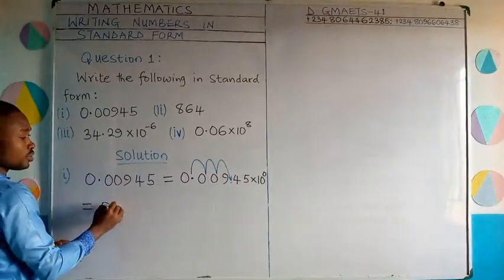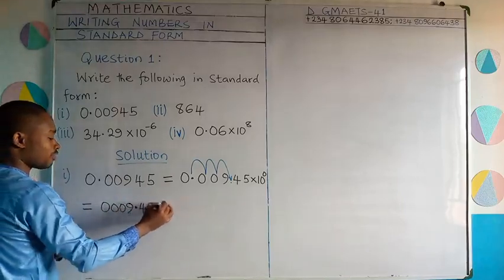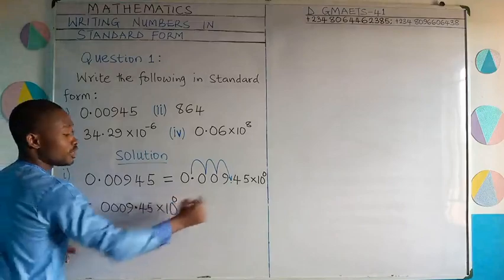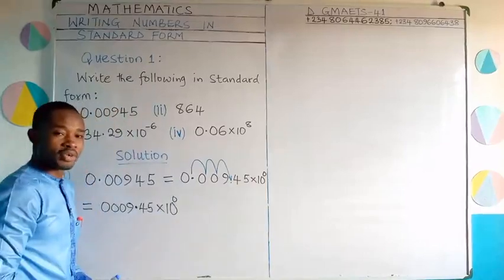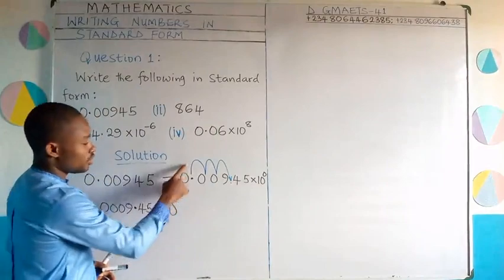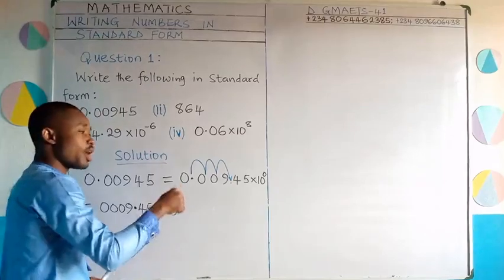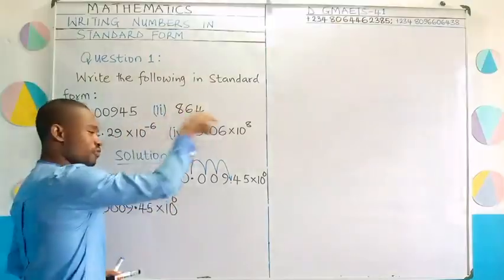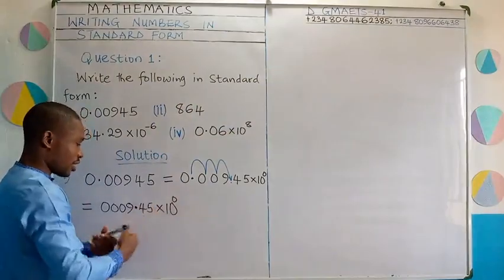This will give us 0009.45 times 10 to the power 0. Then how many times did I move the points? I moved it 3 times. Is it to the left or to the right? Clearly you see that I moved it 3 times to the right. And so we are going to minus 3 from the power of 10. This is going to be minus 3.